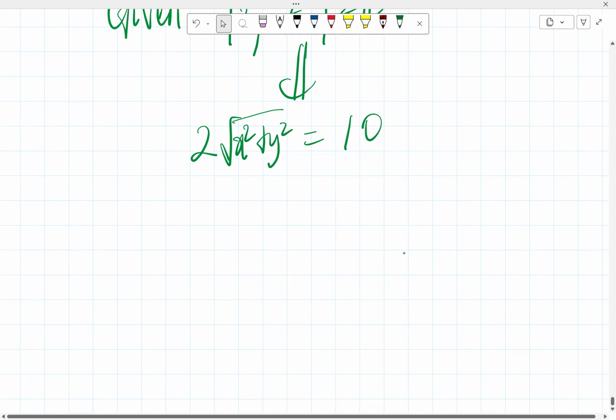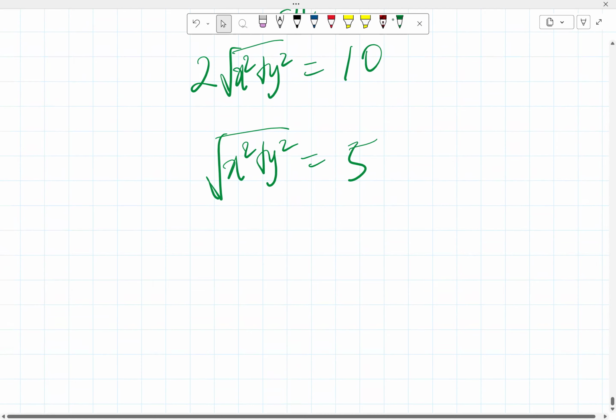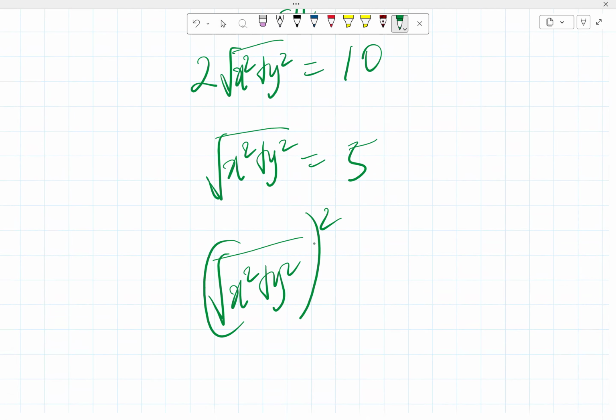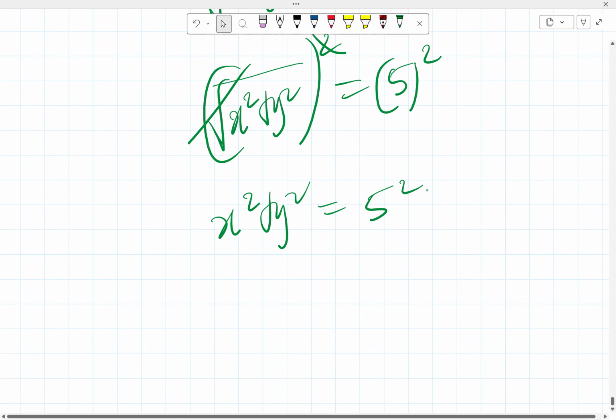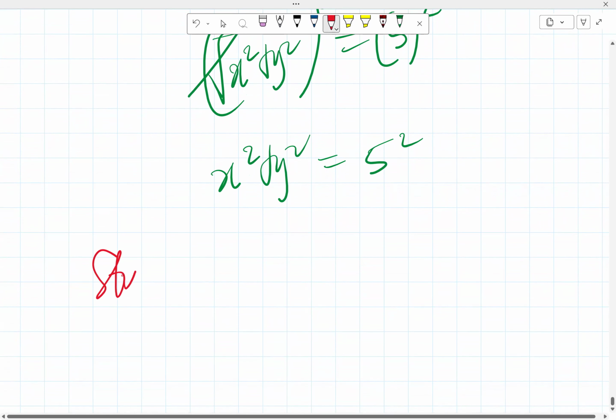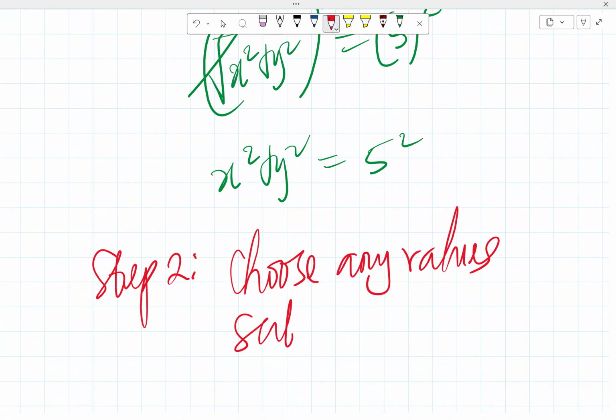For this, we can divide through by 2. We have the square root of x squared plus y squared equals 5. If that is the case, we can take the square of both sides. So that means we have x squared plus y squared, because the power 2 cancels the root, equal to 5 squared. Then step 2 says: choose any values satisfying this.